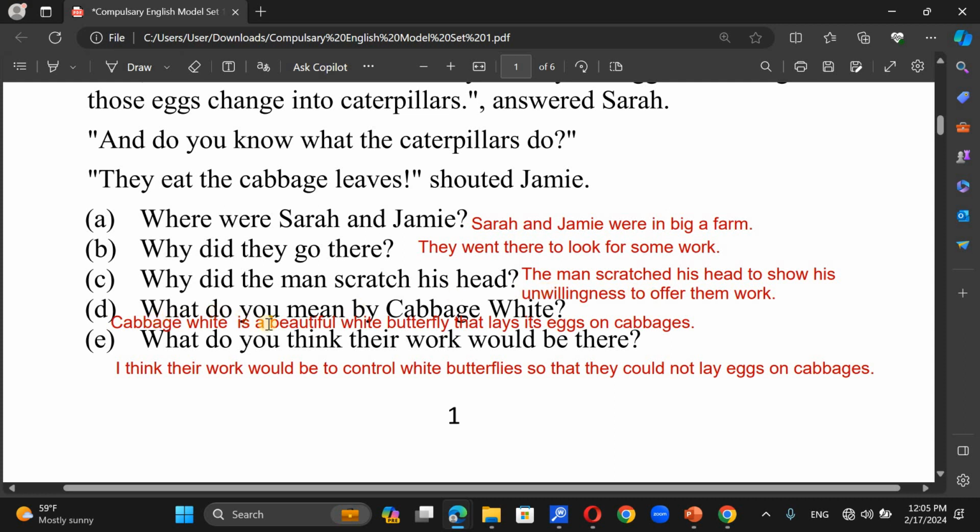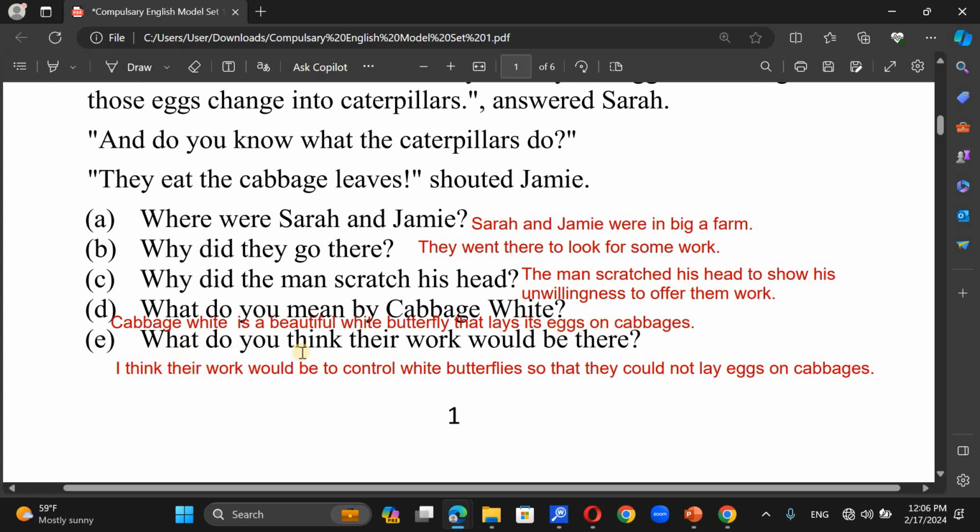Now question number D. What do you mean by cabbage white? Cabbage white is a beautiful white butterfly that lays its eggs on cabbages. It is a kind of white butterfly which lays its eggs on cabbages.